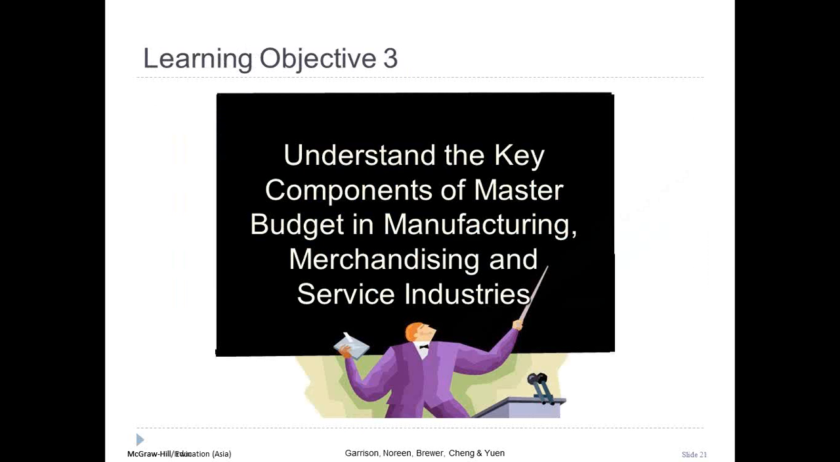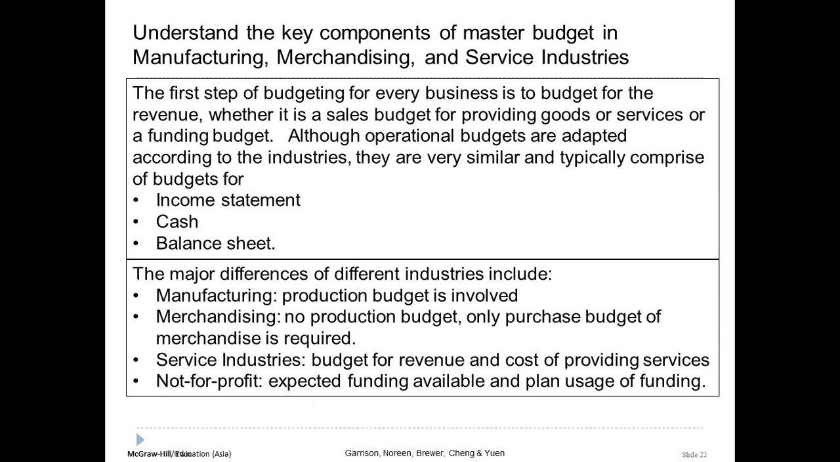Learning objective number 3 is to understand the key components of master budget in the manufacturing, merchandising, and service industries. The master budget consists of a number of separate but interdependent budgets that formally lay out the company's sales, production, and financial goals. The master budget culminates in a cash budget, a budgeted income statement, and a budgeted balance sheet.